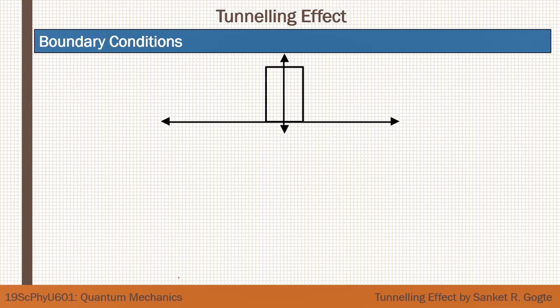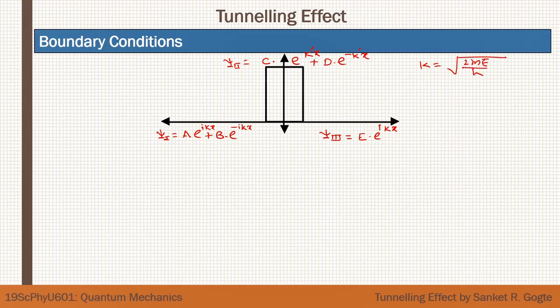Let me write the solution of Schrodinger's equation in each of these regions. This is a into e to the power i k x plus b into e to the power minus i k x. In the second region, the solution is psi 2, which is c into e to the power k prime x plus d into e to the power minus k prime x; this is the real solution, not i. In the third region the solution is again very similar to the first, which is e into e to the power i k x, where k is square root of 2m e by h cross square, a positive constant, and k prime is also a positive constant.